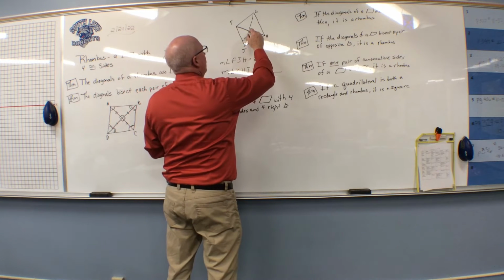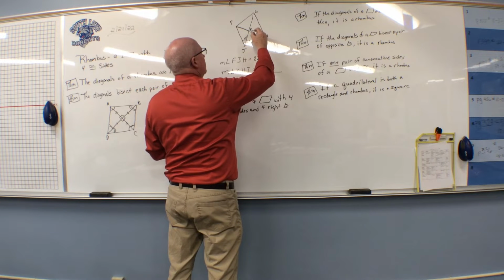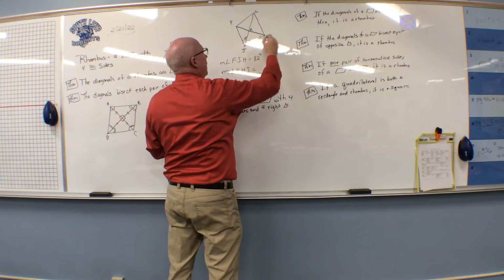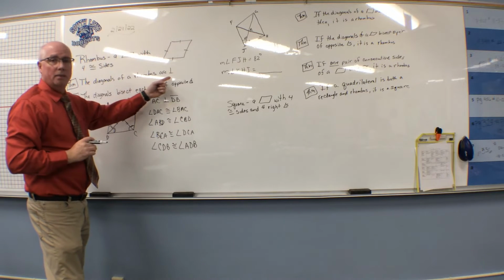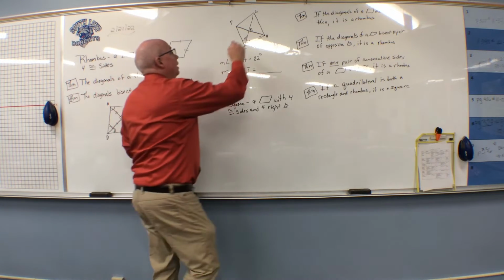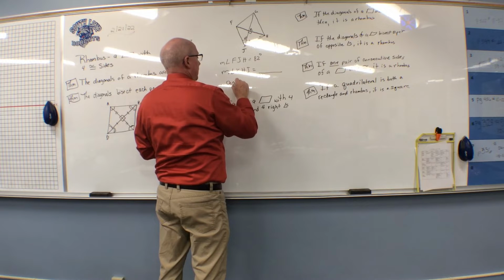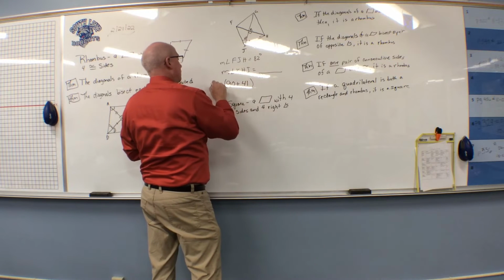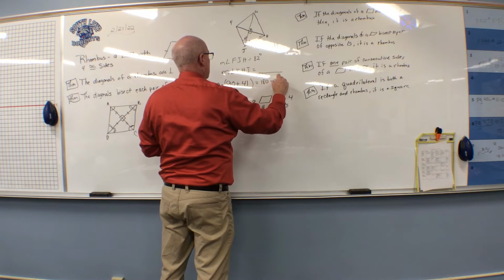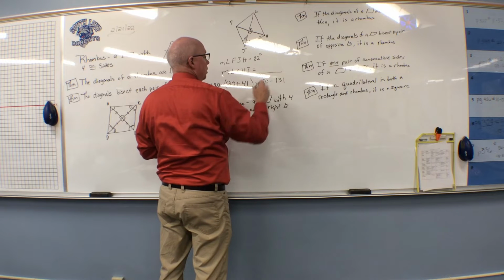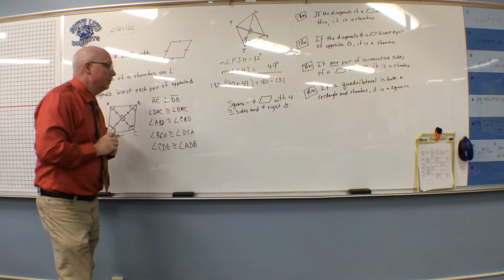So if this is 41, how big is this angle here, JKH? How big is that? According to this theorem right here, 90. The diagonals of a rhombus are perpendicular. So this is 90. So how do I find this angle? 90 plus 41, and we're going to subtract that from 180. 90 plus 41 is 131. 180 minus 131 is 49 degrees. Is that true? Okay.